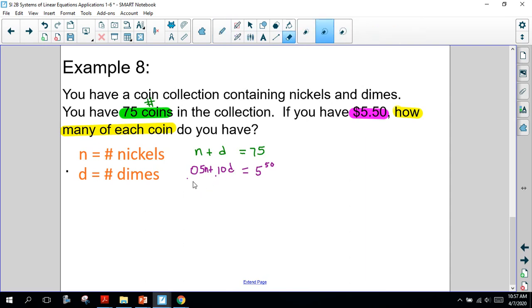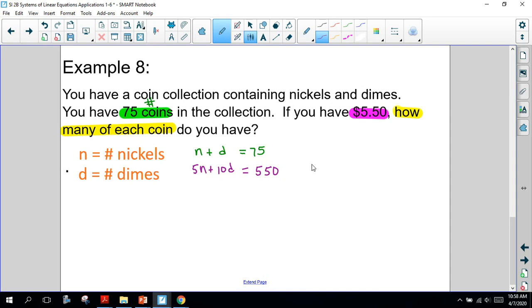Once again, I'm not a big fan of the decimal point, so if we multiply through by 100, we are going to end up with 5n plus 10d is equal to 550. Multiplying through by 100 makes every decimal move 2 places to the right.